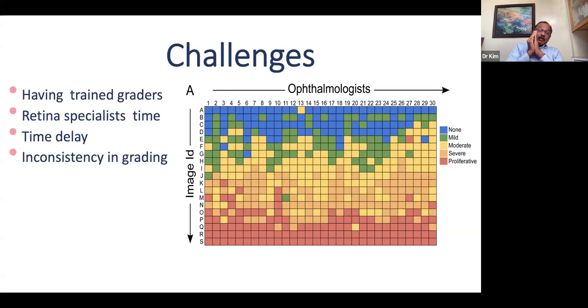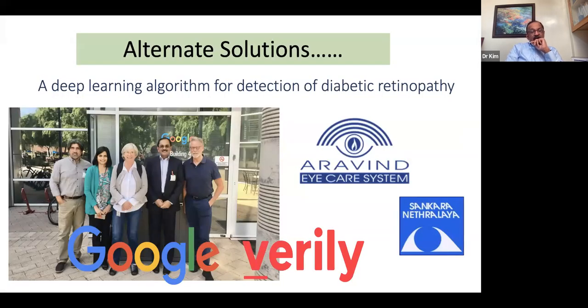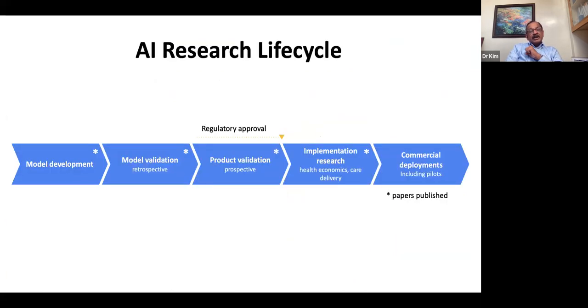More importantly, one of the studies showed there's a lot of inconsistency among the ophthalmologists or among the graders, where they look at the same image and somebody may say mild and somebody may say severe and somebody may find a PDR. This kind of inconsistency was huge in one of the studies that was done by Google earlier. So we did work with Google in 2013. We started working with them to develop an artificial intelligence based algorithm for screening for diabetic retinopathy.